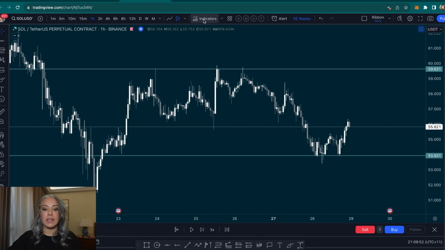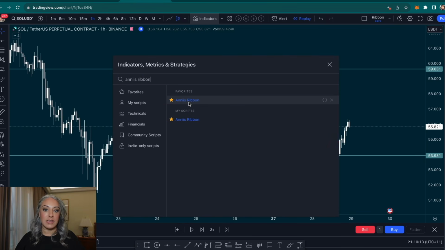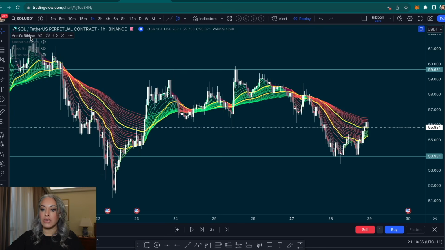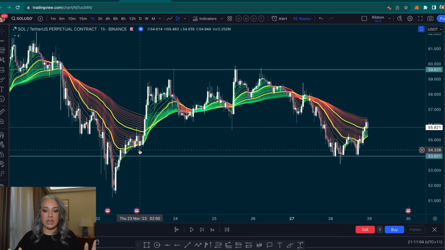To add this indicator, I'm going to put a direct link to it in the description of this video so that you can just grab it from that link. Once you've clicked on that, you will see it show up here, and this is the ribbon on your chart. Is this not the prettiest thing you've ever seen? But don't get overwhelmed. You are going to love this, I promise. So let's talk about what this indicator is and how to use it.